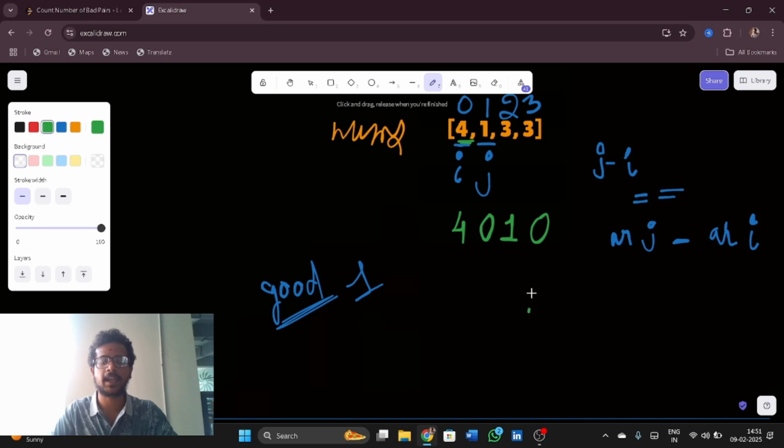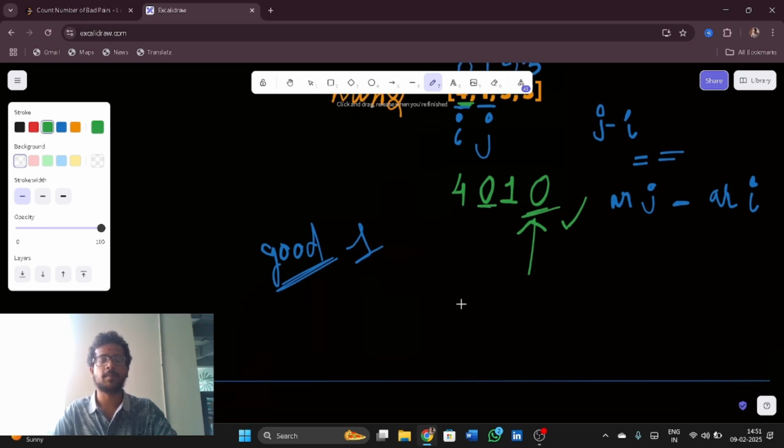So whenever I get an element, I will search whether this difference is present in my map, or whether I got this 0 before or not. If I got this before, then imagine there is something like 0 here and a 0 here, and then a 1 and then a 0. That means I can pair this with this one and this with this one. So the number of times I got the same difference is the number of good pairs I will get with the current element.